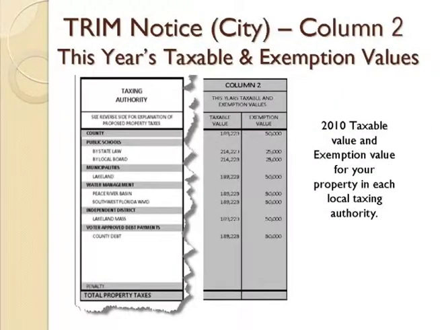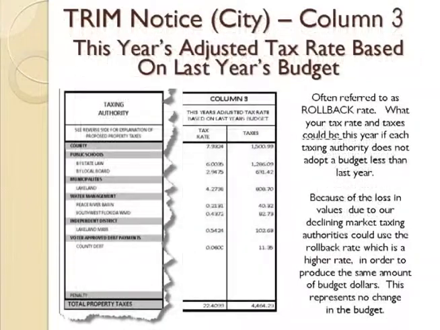Column 2 is this year's taxable values and exemptions that the property appraiser's office has applied to your property. As you can see there, again, the different levels of values for the different entities because the school board is exempted from the additional $25,000 homestead. Column 3 is this year's adjusted tax rate based on last year's budget. We refer to this often as the rollback rate.